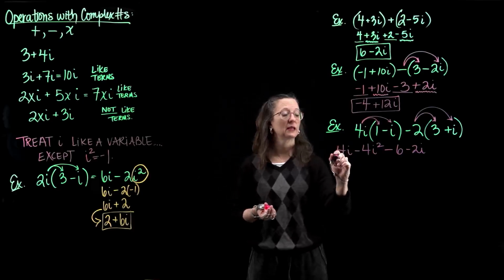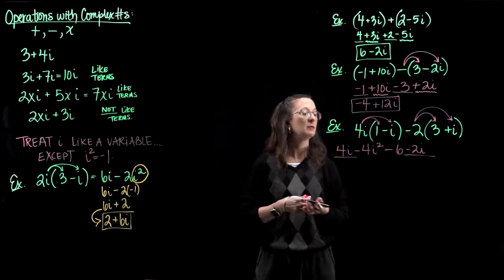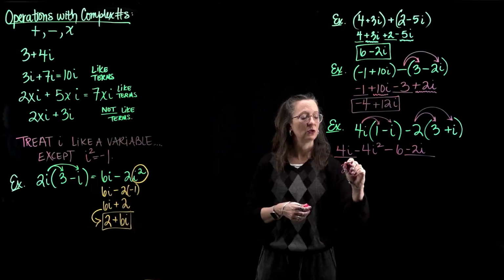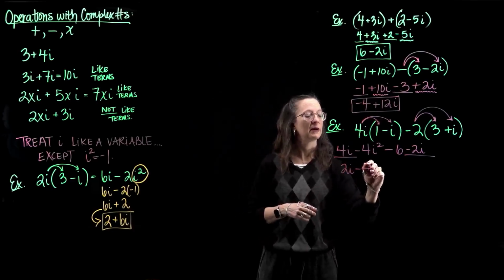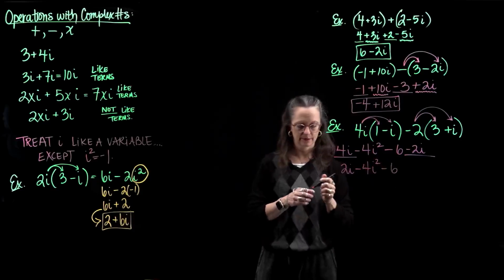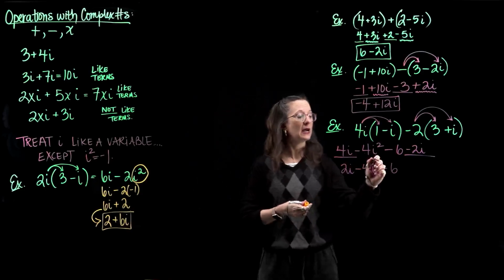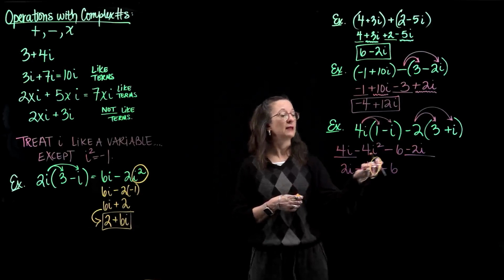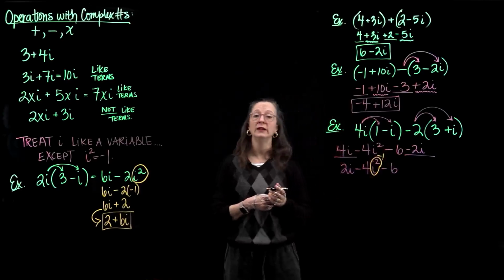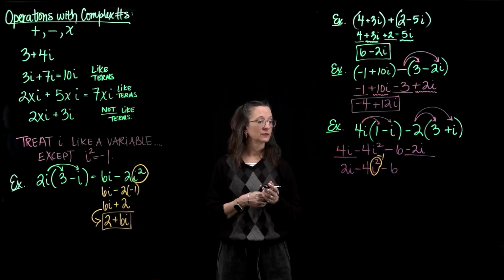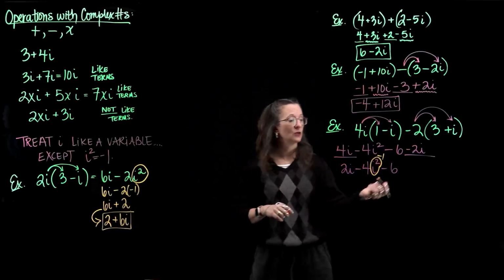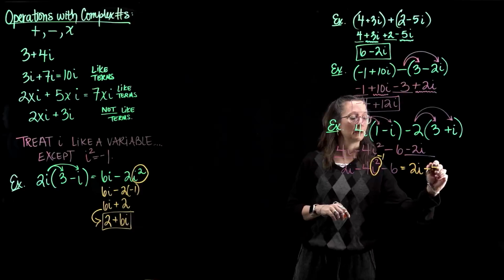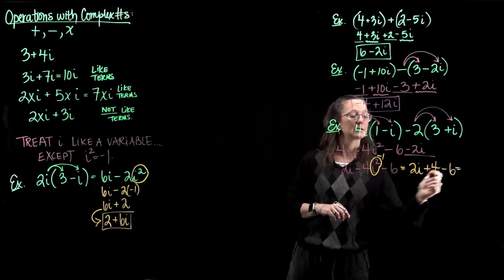Okay, I see some like terms I can combine. I have a 4i and a minus 2i that can combine together. So I'm going to rewrite that as 2i. Then I have a minus 4i squared minus 6. Remember that we said i squared is equal to negative 1. So in place of i squared, I'm going to write negative 1. So this would actually be equal to 2i minus 4 times negative 1 is plus 4 minus 6.